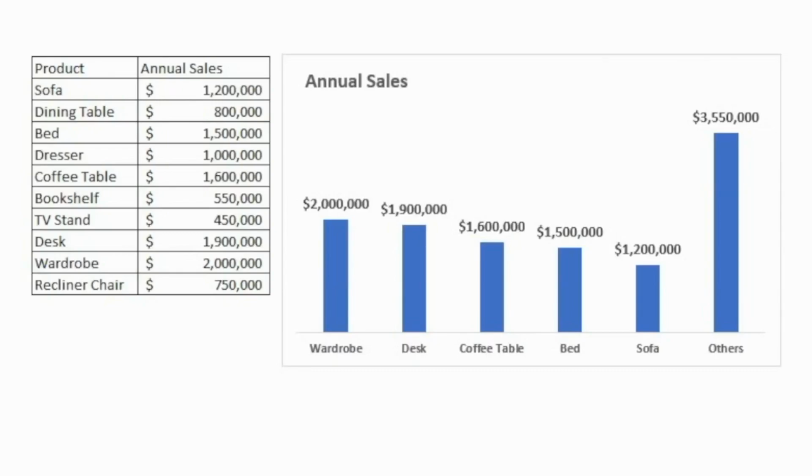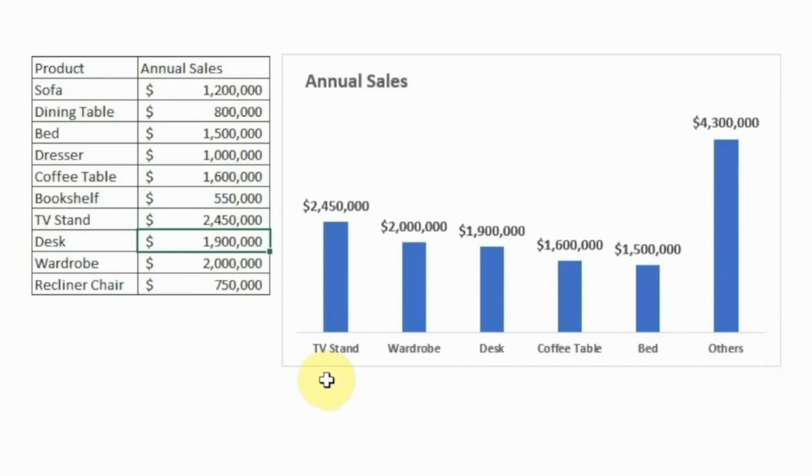In this video, I'm going to show you how to plot the top 5 items and others on a single chart. That is, in this table you have multiple items, but on the chart we'll plot only the top 5 items and a single column for the remaining items. So let's say if you change the TV stand from 450,000 to, let me put it, 2.45 million, the chart automatically updates with the top 5 items, which now includes the TV stand and then the others. Let's see how to do this.